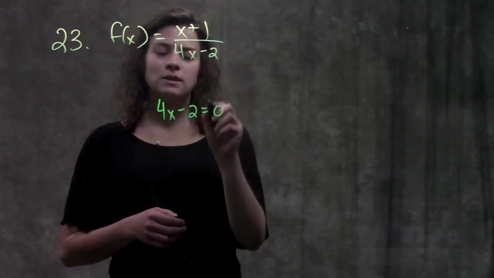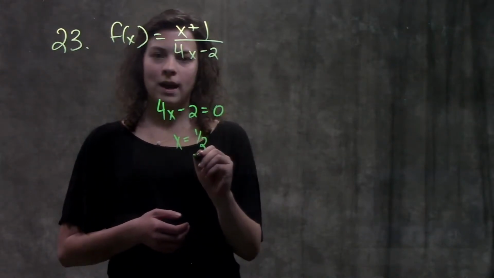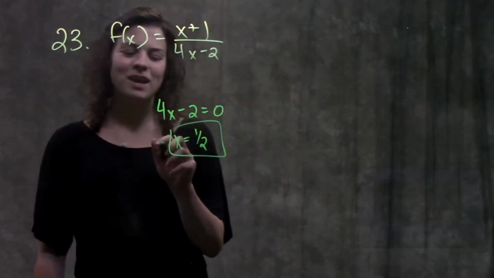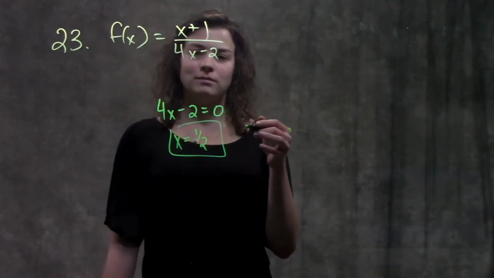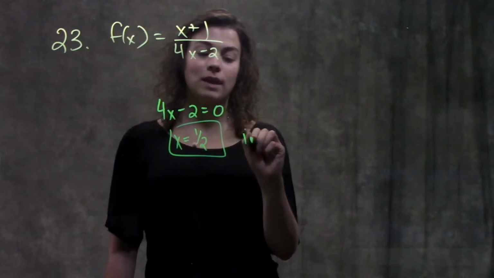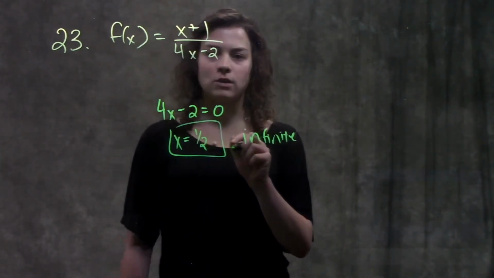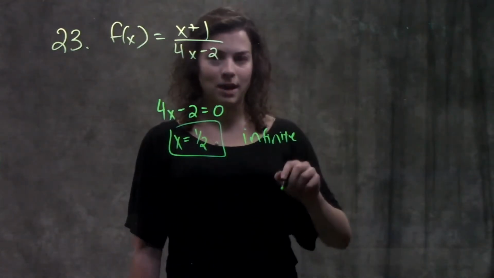When we set 4x minus 2 equal to 0 and solve for x, we get 2 over 4, or 1/2, and that's it. Our point of discontinuity is that x equals 1/2. And just a pro tip, whenever you have some number over 0, that's going to give you an infinite discontinuity. There will be an asymptote at that point, x equals 1/2, and the graph will be going either up to positive infinity or down to negative infinity.